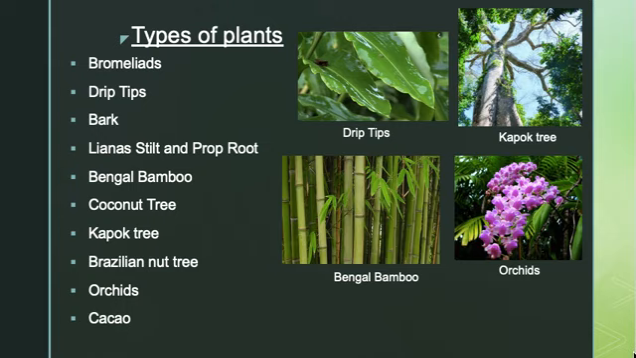Let's move on to the types of plants. As you can see, I've listed a bunch of plant species which are available in the rainforests. I have attached images of drip tips, the kapok tree, orchids, and the Bengal bamboo. There are various plant species which grow in the rainforests, and an interesting fact is that there are 20,000 different species of orchids itself which can be found in rainforests.